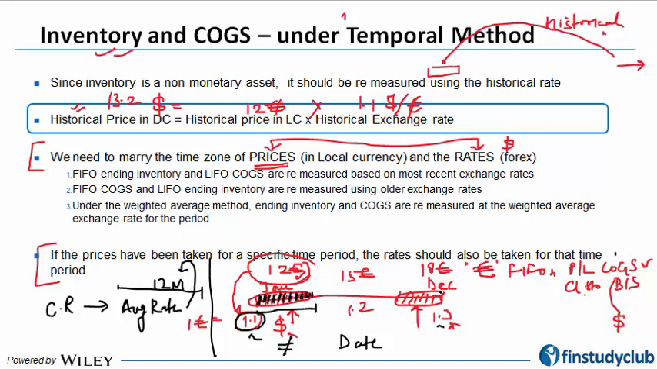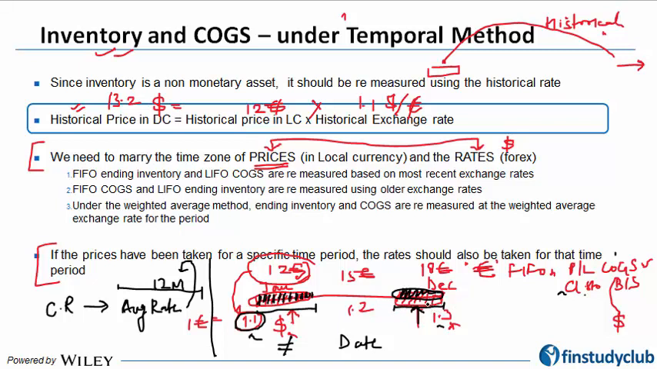Similarly, the average prices prevailing in December will be used to value the closing stock, because obviously the stock must have been purchased on a regular basis. So I will have to take the exchange rate prevailing throughout December, not throughout the year.